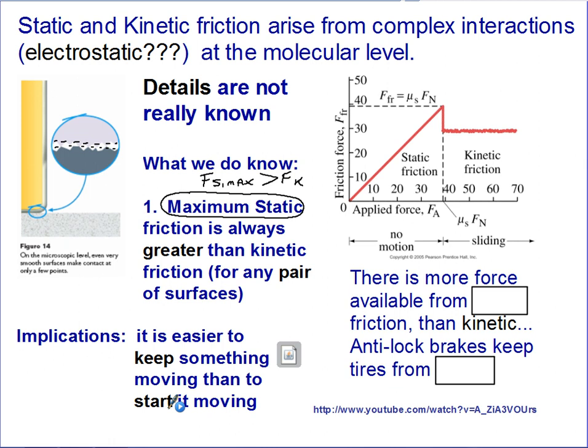Now, there's another implication. This becomes really important when we're out driving on slick roads. There is more force available from static friction than there is from kinetic. And this graph sort of shows that. The idea behind available force is, if I try to stop my car at a very slow rate, I'm going to be applying a very small pressure to my brakes, and the static frictional force is going to easily be able to provide that.